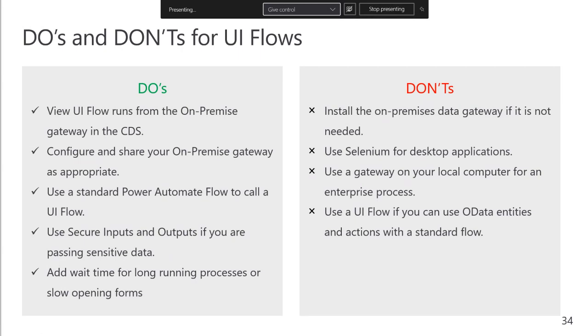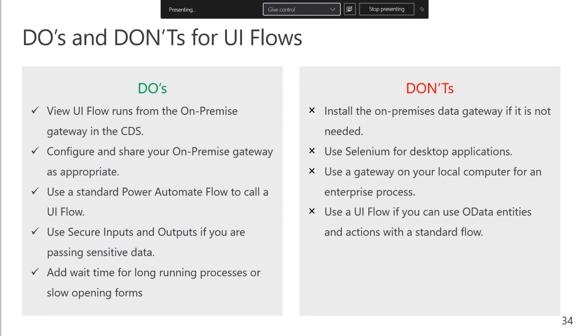Do use a standard Power Automate flow to call a UI flow. When you want to fully automate that process and get your UI flow to run and pass in variables, just use a standard Power Automate flow. It doesn't matter if it's an instant flow or it's got a trigger on it. You saw 2 examples today. One was automated, one was instant, but you could do scheduled flows as well to call that UI flow.